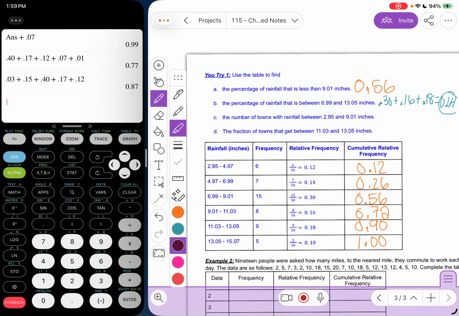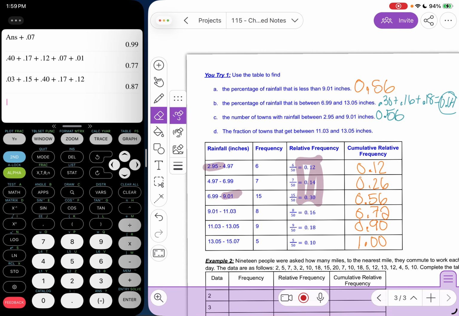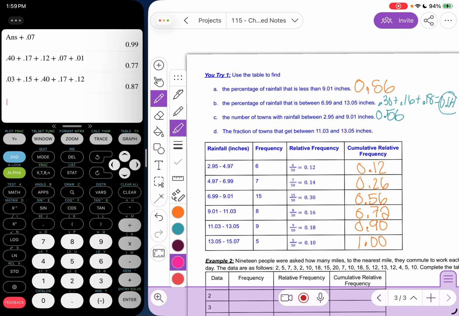All right. Then we have 2.95 to 9.01, which is those first 3. So because it's the first 3, we can use our cumulative, or we can just add them up. So we get 0.56. Then the last question is between 11.03 and 13.05, which is just that one block, one row. So we don't have to add anything. So it's just 0.18. There we go.